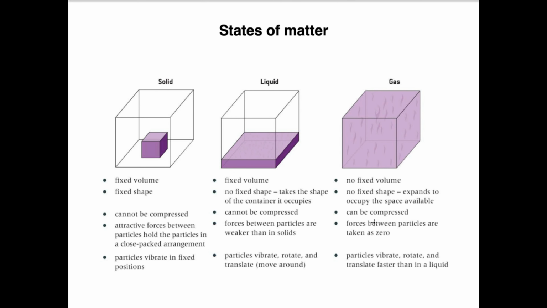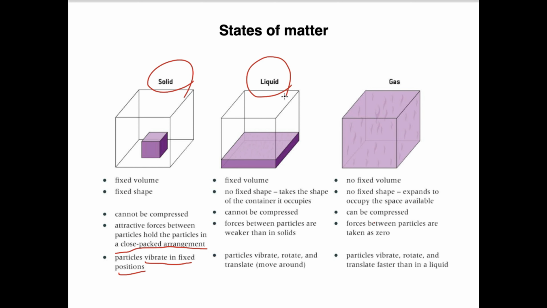As you have learned from your previous science classes, there are 3 states of matter: solid, liquid, and gas. In IB, you need to learn the key differences between the 3 states of matter. Let's look at the first one. Solid. Solids have a fixed volume, fixed shape, they cannot be compressed. The attractive forces between the particles hold the particles in a closed, packed arrangement. And the particles will only vibrate in fixed positions, and they cannot move around.